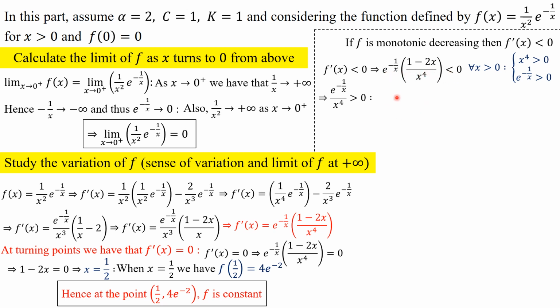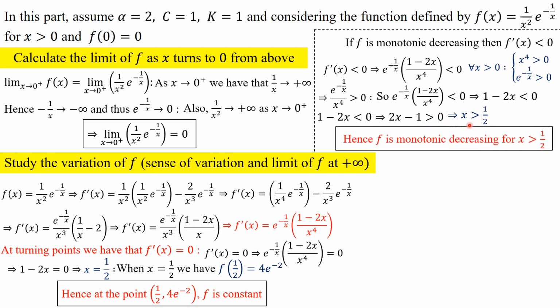Alright, sorry, a positive number with a certain function, and we want our result to be negative, so that function must be negative because e raised to the power negative 1 over x divided by x raised to the power 4 is already positive. So for this to happen, the numerator needs to be negative. For the numerator to be negative, we can divide all through by the negative sign. We get 2x minus 1 being greater than 0, so x is greater than half. So we draw a conclusion that the function is monotonic decreasing for x greater than half.